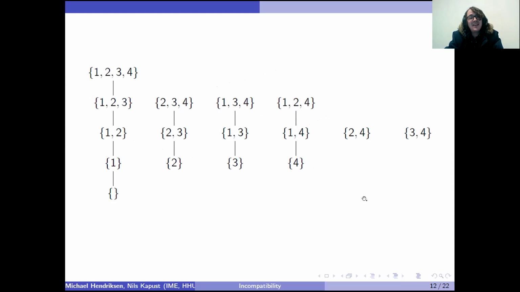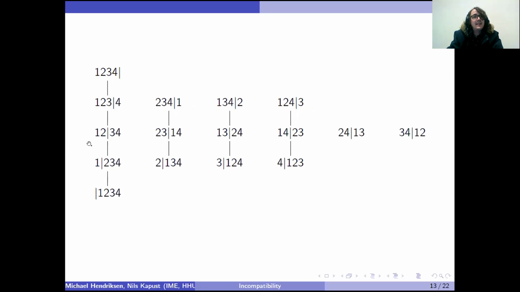Okay, so yes, the reason we're looking at the Hasse diagram and the power set is because there's a supernatural way of associating each of these sets with a bipartition. Say we take 1, 2 here, we associate that with the bipartition where one side is the elements in the set and the other side is the elements not in the set. So 1, 2 gets mapped to 1, 2 versus 3, 4, as you can see here.